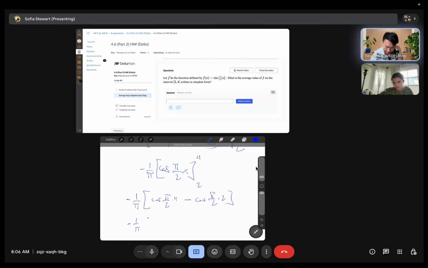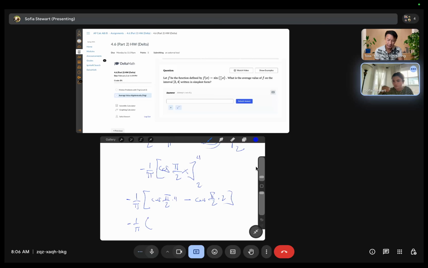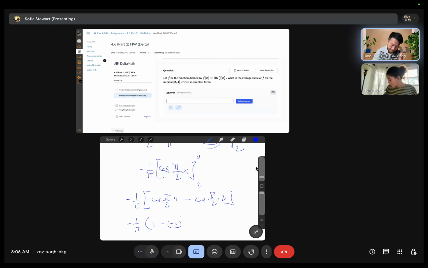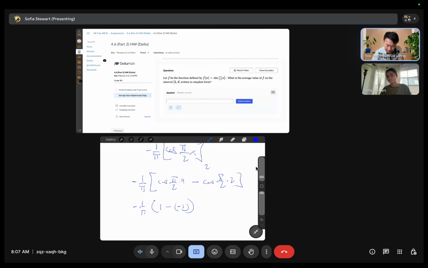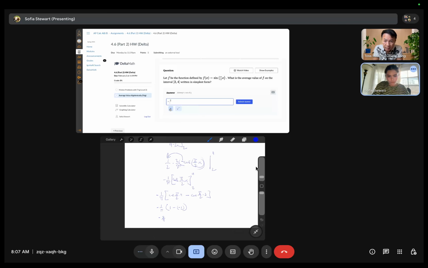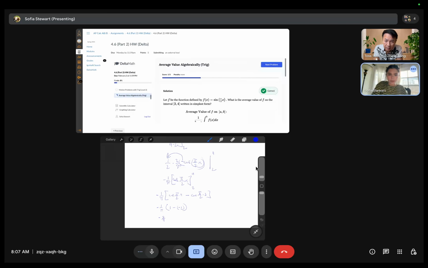So what is cosine of pi half times 4? Isn't it the same as cosine 2 pi? That would be what? 1. Minus what is cosine of pi? Negative 1. So that would be 2. So the answer should be negative 2 over pi. All right, let's try that. Yeah. Okay.